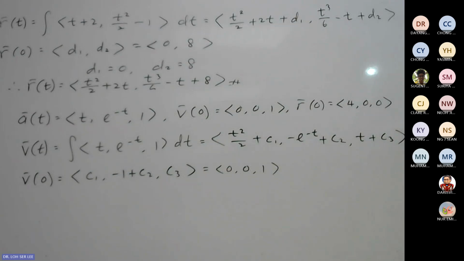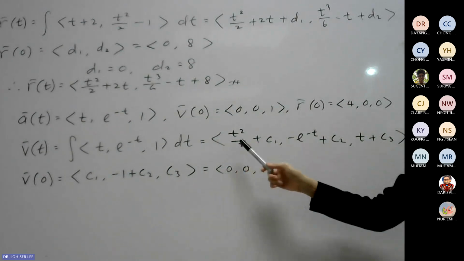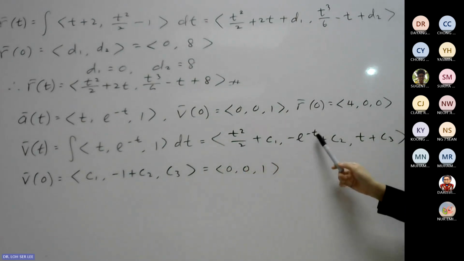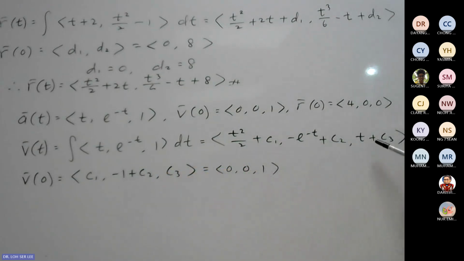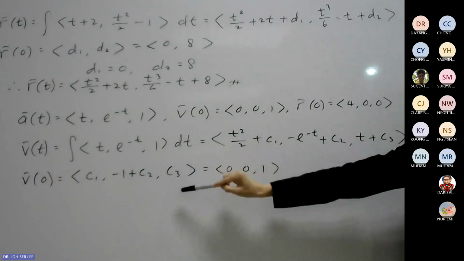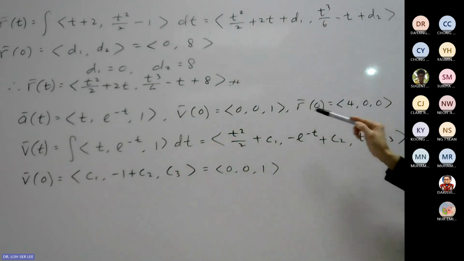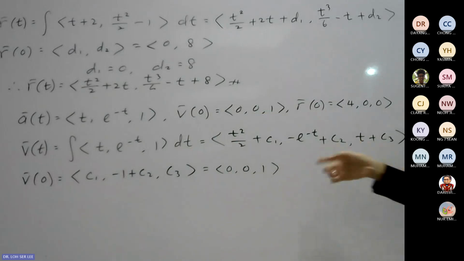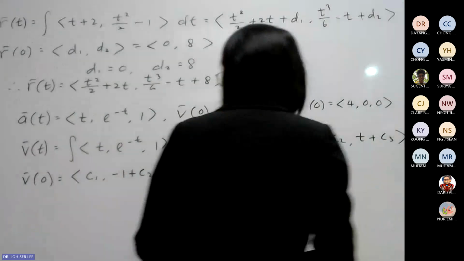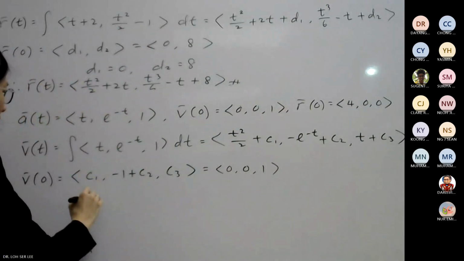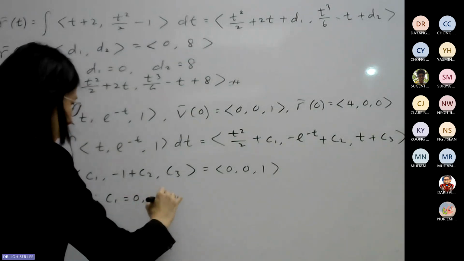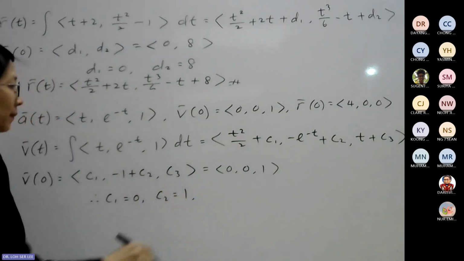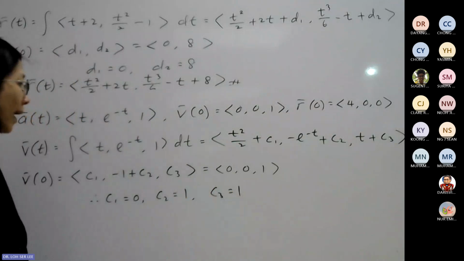Okay, after you integrate, you substitute 0 into t. So this one v0 is (1, -1) minus 1 plus c2. This is 0 plus c3. And your v0 is the same as this (0, 0, 1). So from here, you can get your c1, c2, and c3 to complete the v(t). Okay, so c1 is 0, c2 is 1, c3 is also 1.